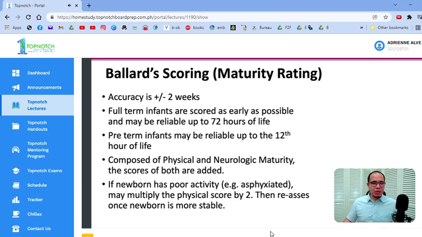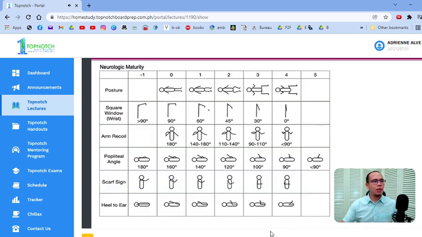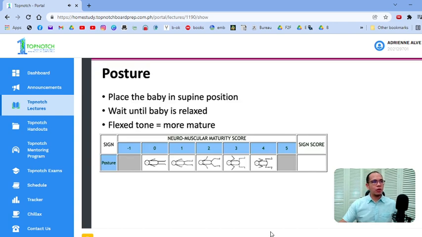For example, if your newborn has poor activity, for example, like seizure, asphyxiated siya, meron siya hypoxic episodes, okay? Then what you can do is, since your neurologic score would not be that accurate, you can simply multiply the physical score by 2. And then we assess once the newborn is more stable, okay? So, these are the components of your neurologic score. You have your posture, square window, arm recoil, isa-isa natin daanan yung mga yan, as well as your physical score, okay?